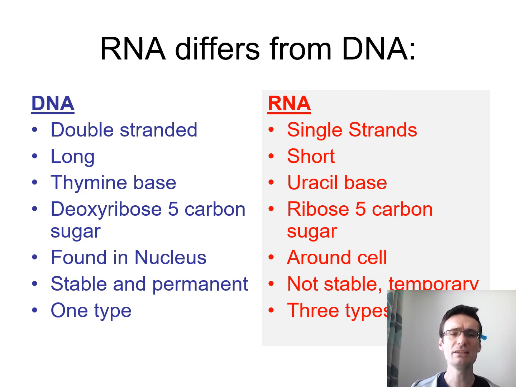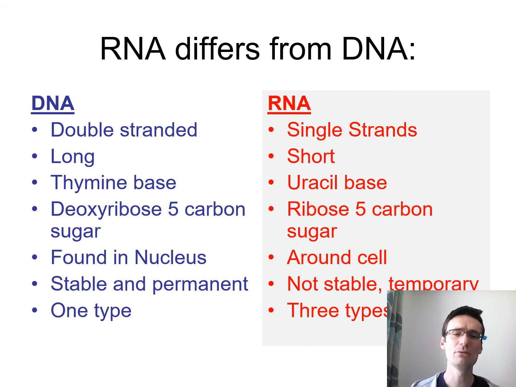DNA has thymine, whereas RNA has uracil. The 5-carbon sugar is deoxyribose in DNA, whereas it's ribose in RNA. DNA is found in the nucleus only, pretty much. We did say also the chloroplast and the mitochondria, but mainly in the nucleus, whereas RNA is found around the cell because it has to move to the ribosomes to cause protein synthesis.